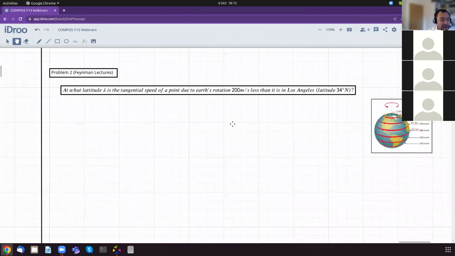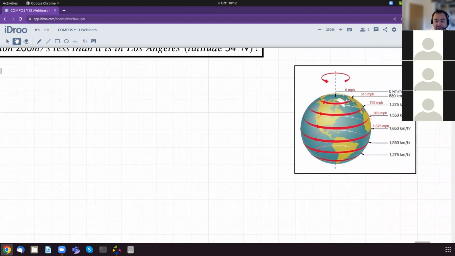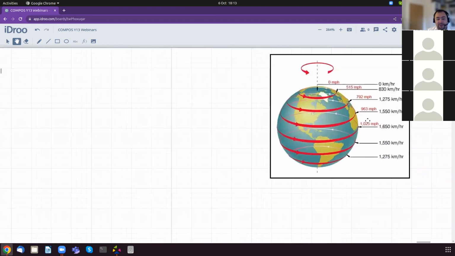Okay, problem two is about planet Earth again. And I think we've done a very similar question in the first webinar. At what latitude is the tangential speed of a point due to Earth's rotation 200 meters per second less than it is in Los Angeles? And the latitude of Los Angeles is 34 degrees north latitude.